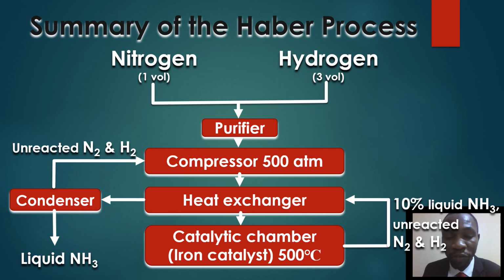For the maximum production of ammonia, the first condition is temperature of 500 degrees Celsius. The second one is pressure of 200 atmospheres. Then the third one is iron catalyst. The gaseous mixture from the catalytic chamber, we have taken it to the heat exchanger to cool it, then to the condenser to convert the ammonia into liquid, and then the unreacted nitrogen and hydrogen were taken back to the compressor so that they can continue going to the heat exchanger and then the catalytic chamber for that reaction. So that is the whole process, the Haber process.